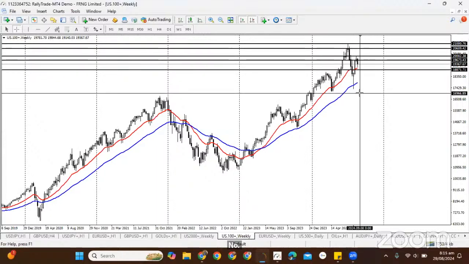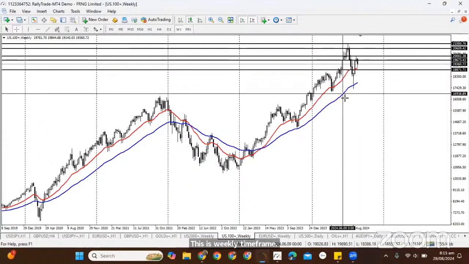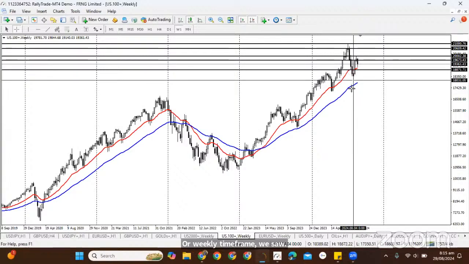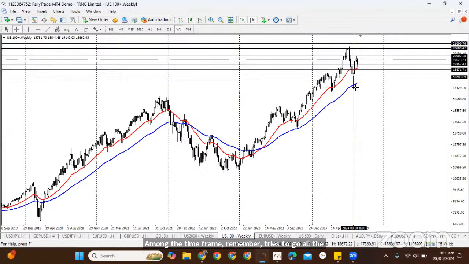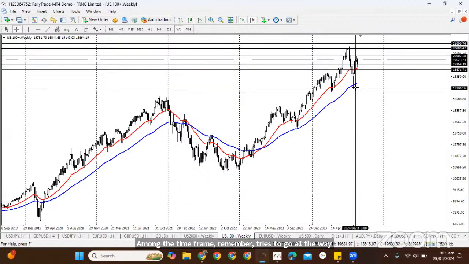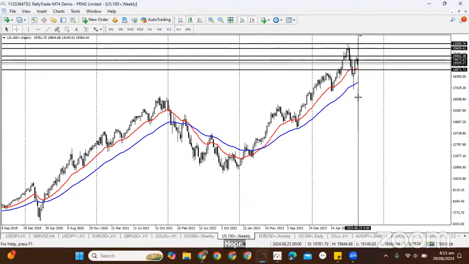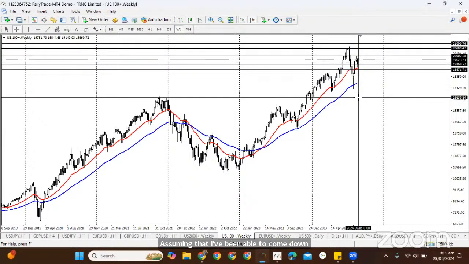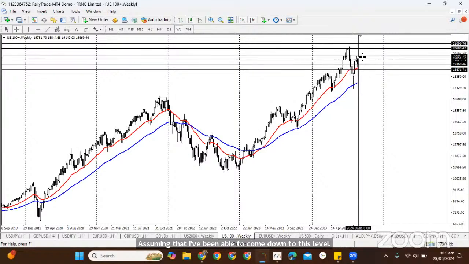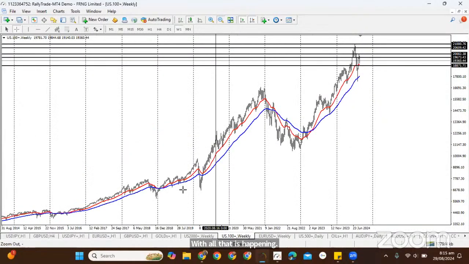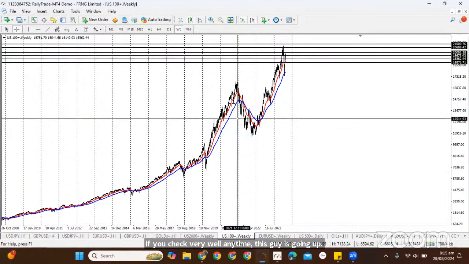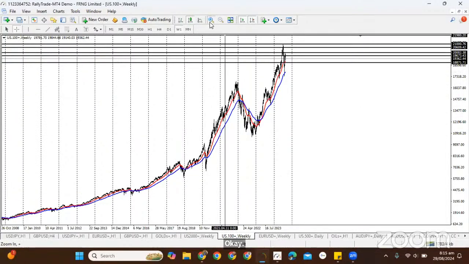This is the weekly time frame. On the weekly time frame, this was the rejection that we saw on the monthly time frame. Remember, price went all the way down to this point, and what happens? Back up. It has retested a previous resistance that has turned to support. If you check very well, anytime this goes up, it comes down, goes up, but eventually it's going where? It's going up.